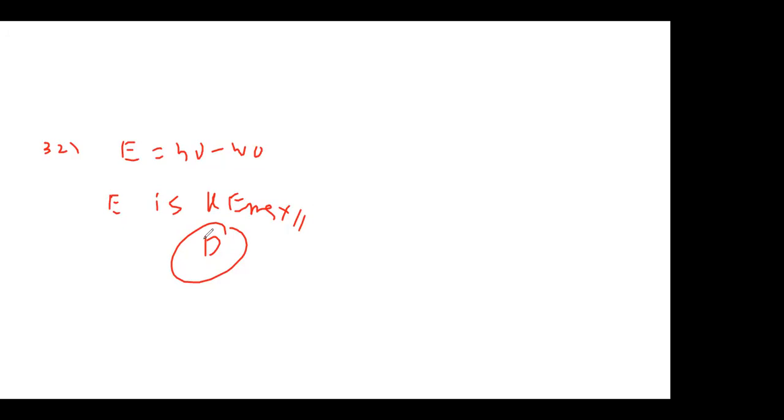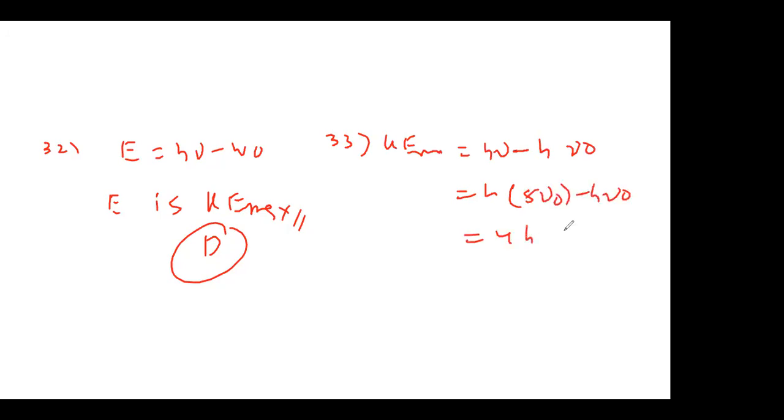(33) The photoelectric threshold of metal is nu naught. When light of frequency 5 nu naught is incident, what is maximum kinetic energy? Simple. K max is h nu minus h nu 0. So frequency incident, they are telling it is 5 times threshold, minus h nu 0. So 4 times h nu 0, option D.